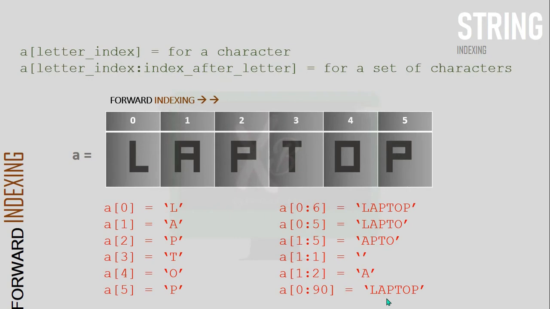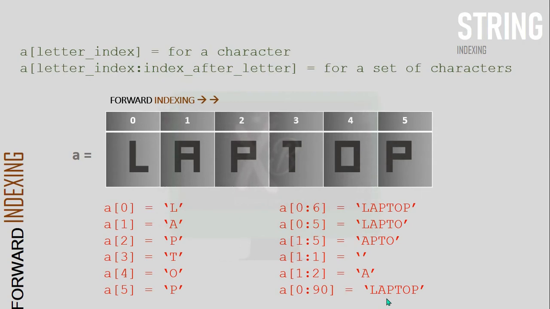So you see that P is the last letter of the word, but to get the letter P, I should not write something like A square bracket 0:5. That is going to give me only lapto. Before getting P, I need to write the next index, which does not exist in the word, but you need to write that still. The next one we have A square bracket 0:5, that is lapto. A square bracket 1:5. So 1 is A, and then before index 5, we are not going to take P, we're going to take only O, that is apto.